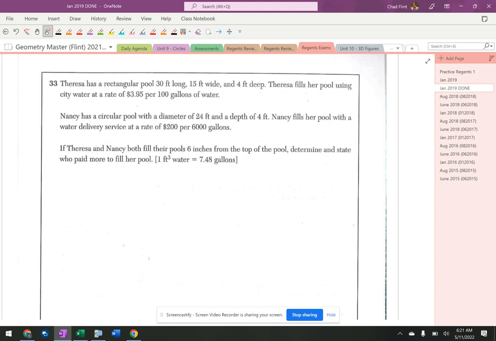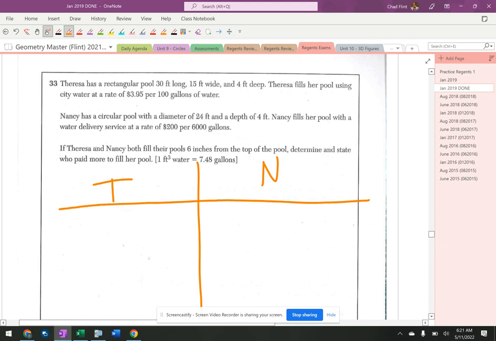All right, so we have a rectangular pool that's 30 by 15 by 4, and she fills it up with water. So we've got to find the volume. We're going to make Teresa here, and we're going to make Nancy here. They sound like the people that have a pool.